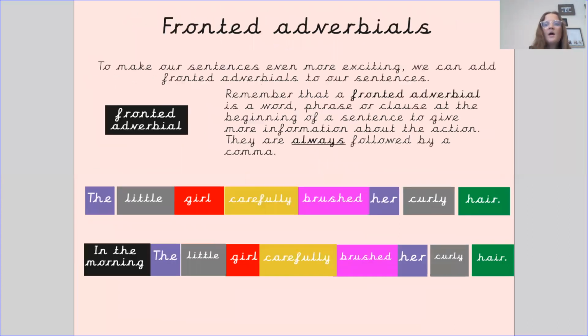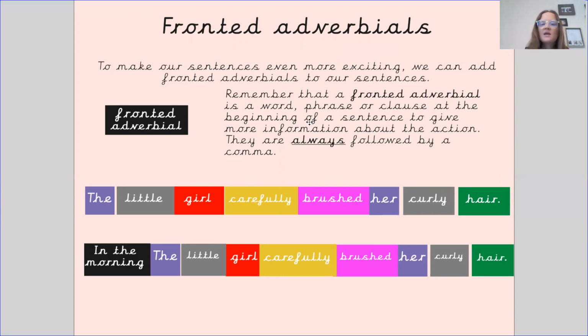And just as I've mentioned previously, we also use fronted adverbials. A fronted adverbial is a word, phrase, or clause that's at the beginning of a sentence and gives you more information about your verb or your action. And they are always followed by a comma. I have tried to mention that quite a bit during our time of non-chronological reports, that our fronted adverbials are always followed by commas.